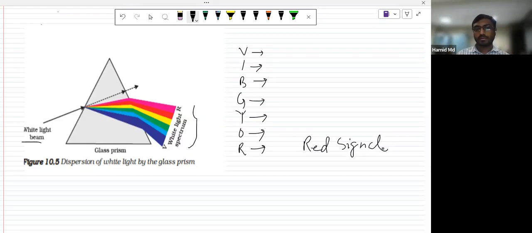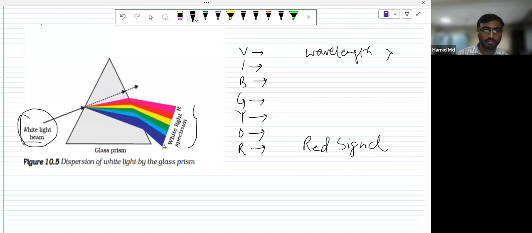This light breaks into its components according to its wavelength, lambda. White light consists of all the lights. It is a mixture of all the colors.